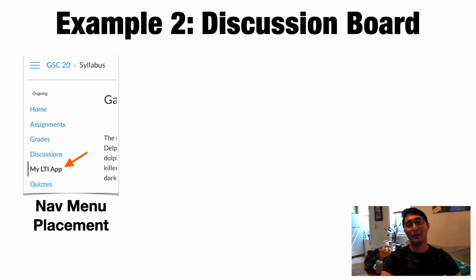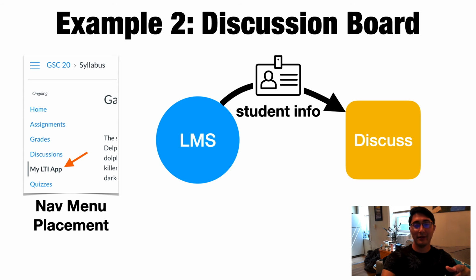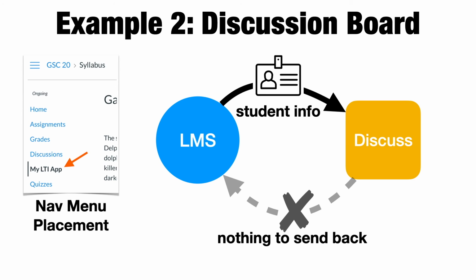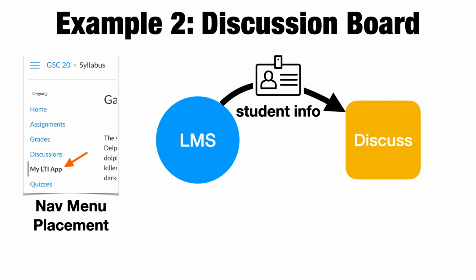Another example would be a discussion board. And this discussion board will probably show up in the nav menu. And when the student launches from the LMS into the discussion board, we might use some of that student information to help personalize their experience. We might use, for example, their name to put on their posts, and their email to send email notifications to those students when people respond to their posts. There's nothing to send back to the LMS in our example, so that passback is not relevant.